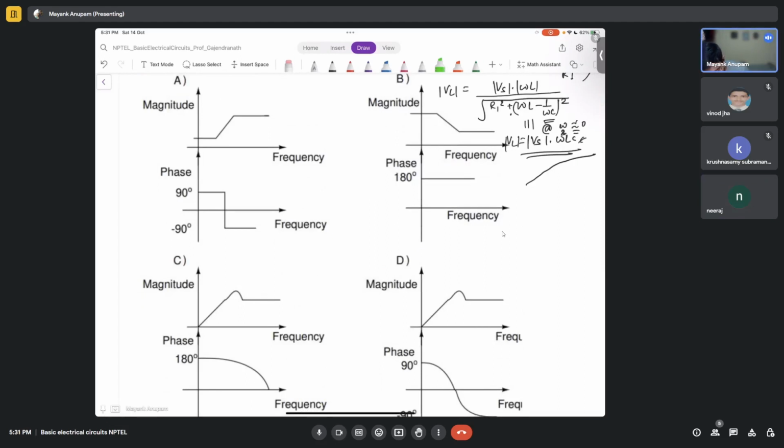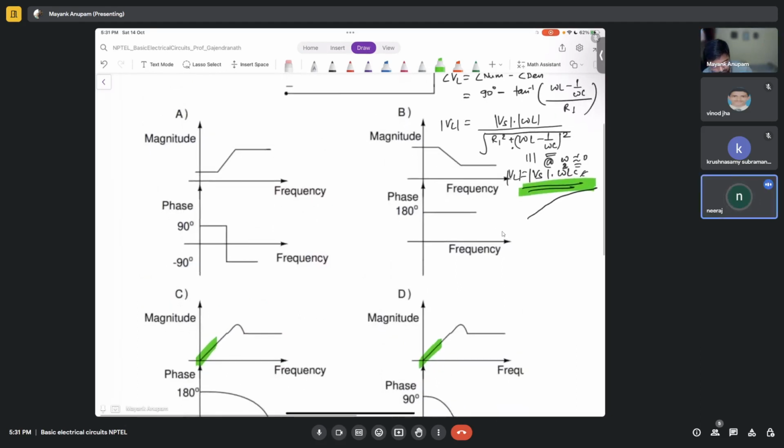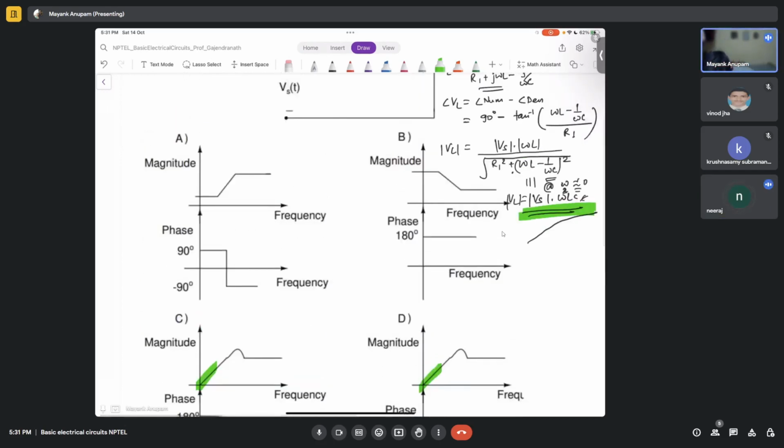At very low frequency, it should keep on increasing, right? At very low frequency, it should increase the magnitude at least. At very high frequencies, what should happen? You please understand that at very high frequencies, what will happen?